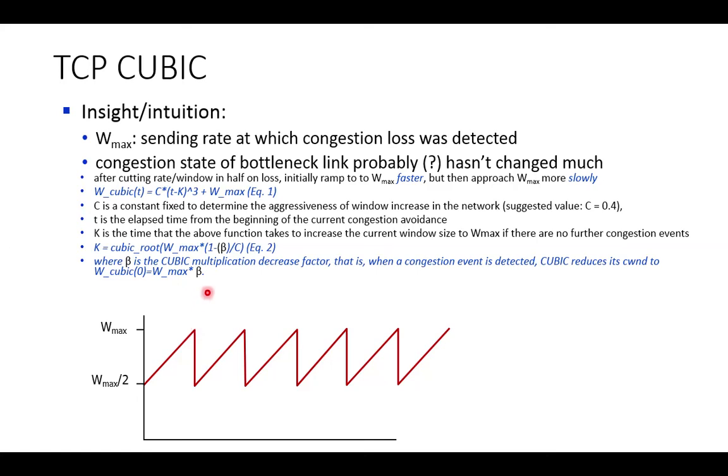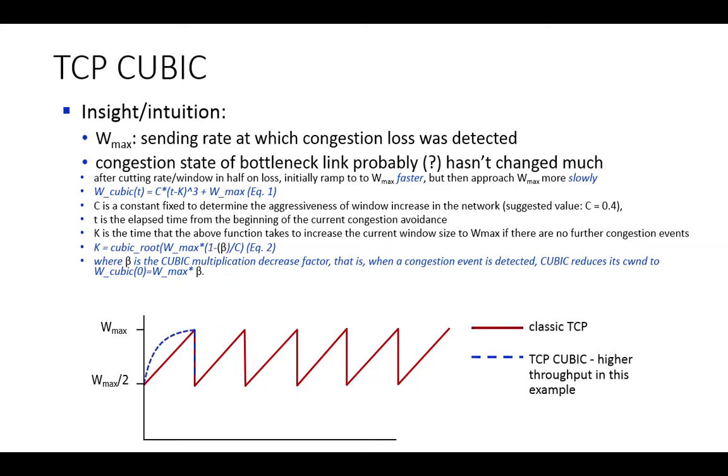And beta is what? It is a constant that is used to decide the new congestion window after congestion happens. So the new congestion window depends upon this beta value. And C is a constant. After computing the K value, it is put here, and now the next congestion window size is defined, and according to that value the data is sent. So this is the difference.